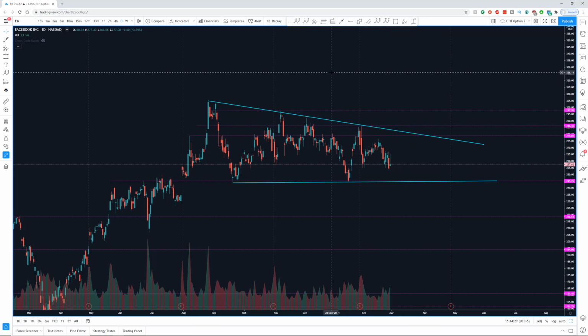As I said, there's one more option here where this triangle is actually our B wave, and that would look something like this, where we have an A wave right here.